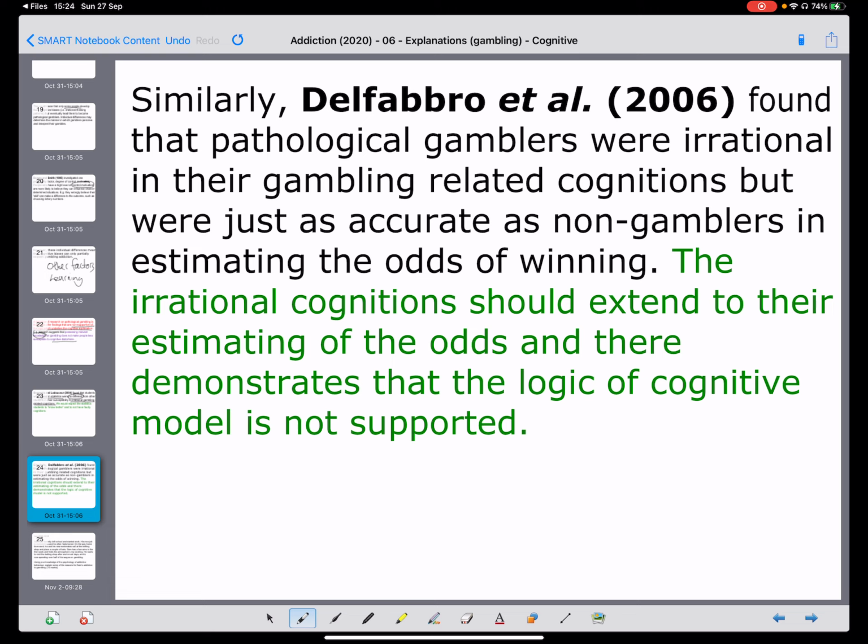DeFabo looked at the opposite side of things. So now actually looking at pathological gamblers and saying, okay, so they have these distortions. Surely they can't know about the numbers. But of course, it says they were just as accurate. So, in other words, even though they had all this illogical thinking behind it, they still were able to say, you know what, actually, I know what the odds are. Of course, that in itself is illogical and therefore quite interesting for the cognitive model, that people, despite knowing certain things, are still drawn into it.